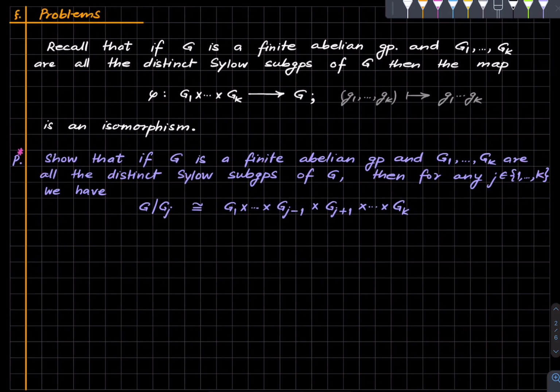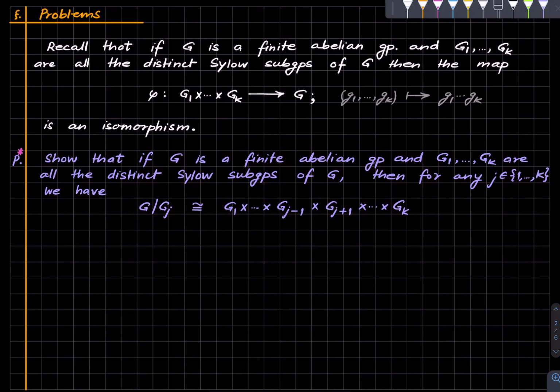Here is a problem that again I'm going to use. That's why this is marked as star, not because this is hard. It just says that if G is a finite abelian group and G1 up to Gk are all the distinct Sylow subgroups of G, then the quotient group G mod Gj, which is a legitimate group because G is abelian, so you can quotient out by any subgroup you want, is isomorphic to the product of the remaining ones. This is one way to prove it, but you could prove it in other ways.